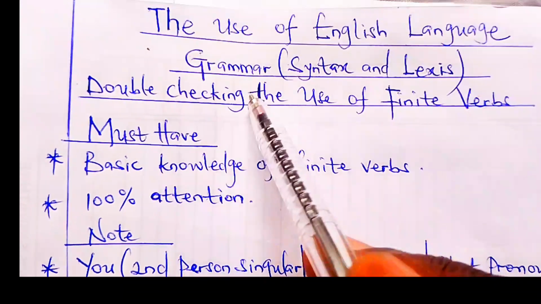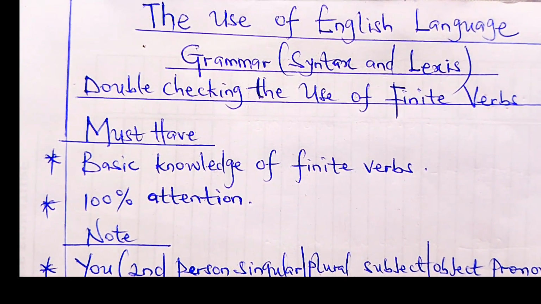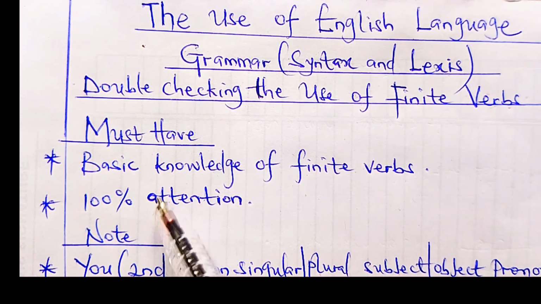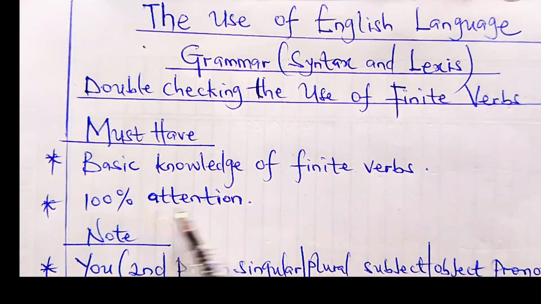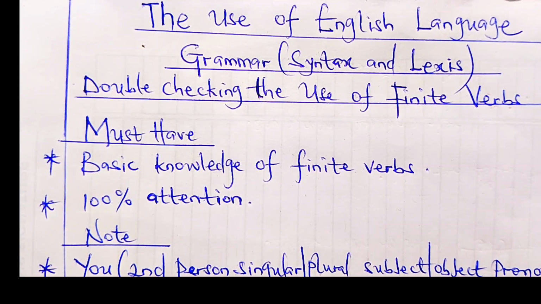Today we are discussing double checking the use of finite verbs. Now we've been discussing finite verbs for some time, and today we're going to be looking at how correct they are in a given sentence. So these are the things we must have. The first is basic knowledge of finite verbs, and the next is 100% attention. You need this too for 100% understanding of what we're going to take today.